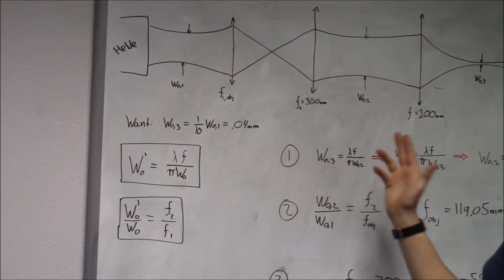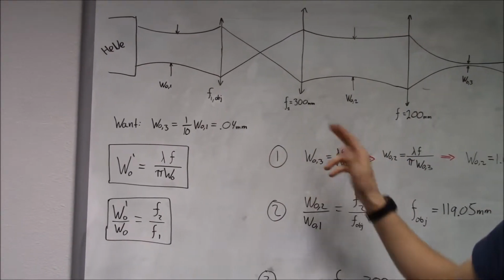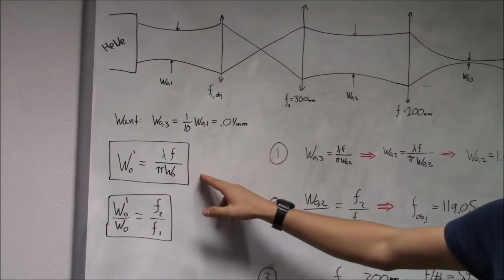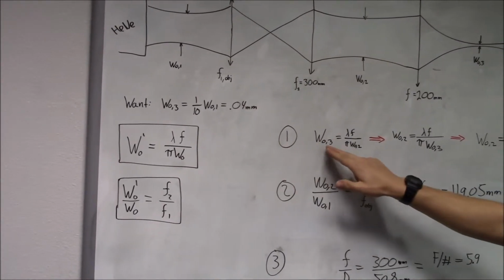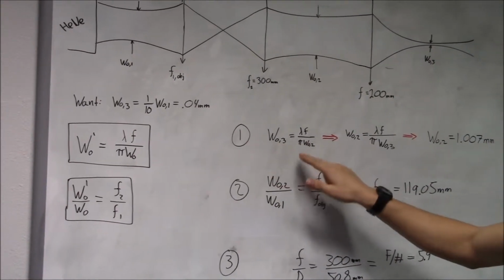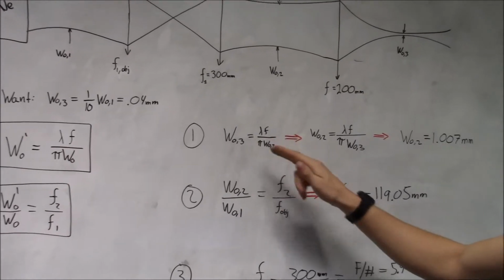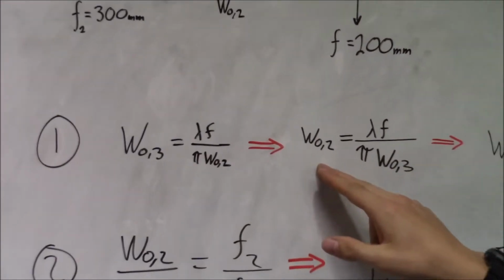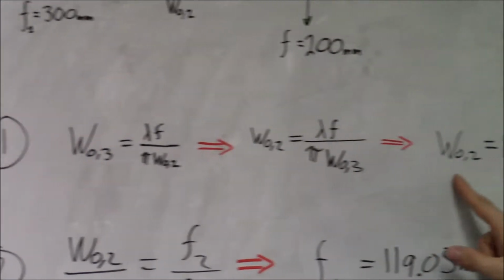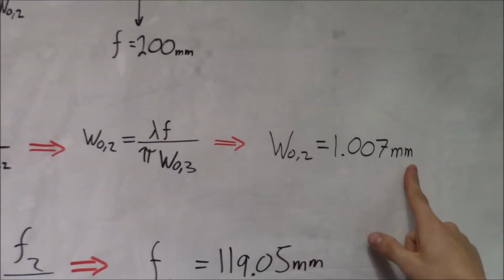And to solve for our focal length of our collimating lens, we start with this equation. This tells us the waist before and after a lens with a certain focal length. So we solve for waist 2, and we see that it is 1.007 millimeters.